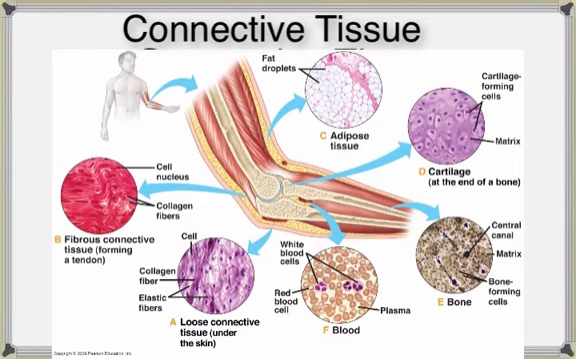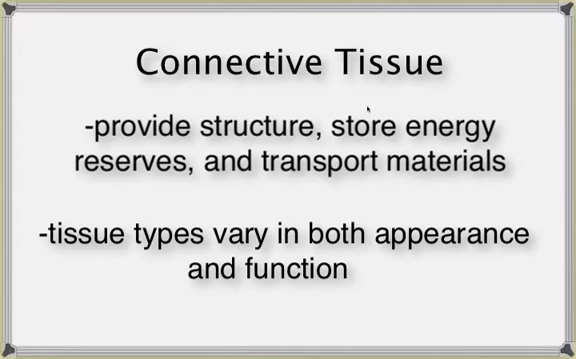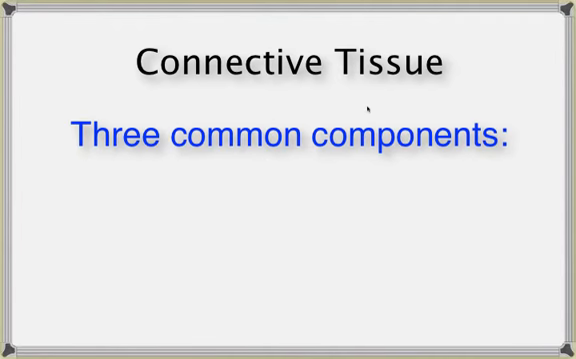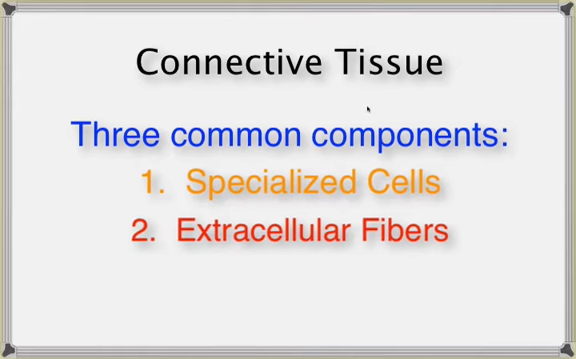Connective tissue is a broad category that includes tissues like bone, fat, and blood, as well as tissues that connect the top layer of the skin, or epithelium, to the rest of the body. These tissues provide structure, store energy reserves, and transport materials throughout the body. Each of these different connective tissues vary widely in both their appearance and their function, yet they do have some common components. The 3 common components are specialized cells, extracellular protein fibers, and a fluid called ground substance.